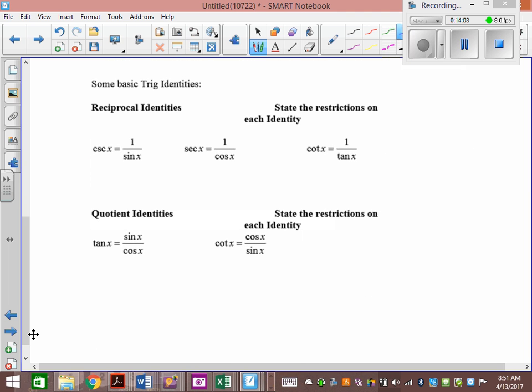So here's our identities, right? And I went over this yesterday. If it's cosecant, then we'd have to say where sine x can't equal 0. If it's secant x, you'd have to say where cos x can't equal 0. If it's tan x on the bottom, you have to say where tan x can't equal 0. But what's tan? What is tan? Sine over cos. So you'd have to prove where sine x can't equal 0 and cos x can't equal 0.